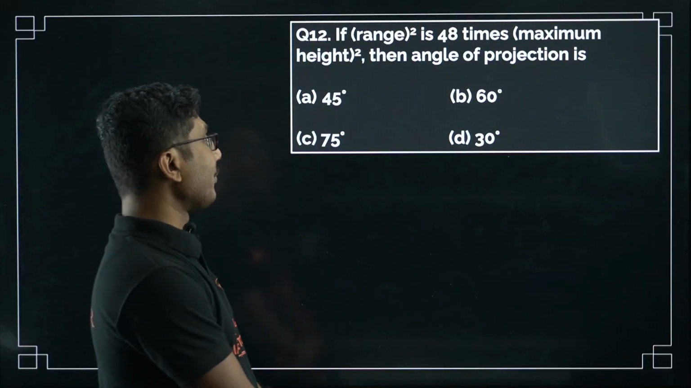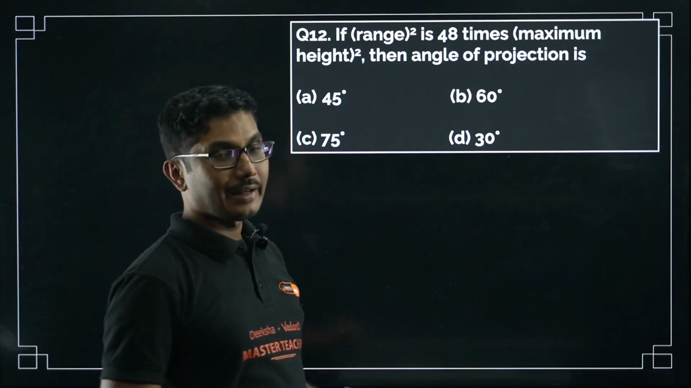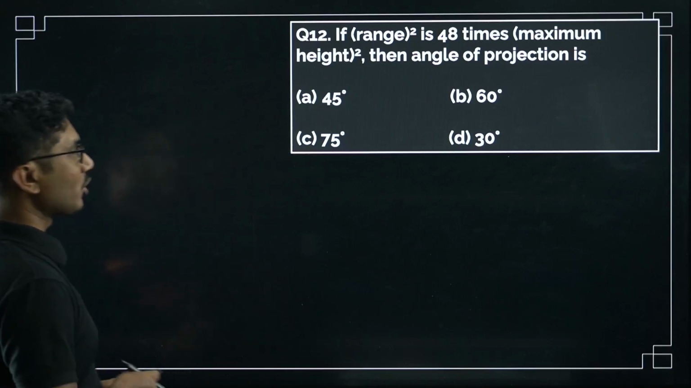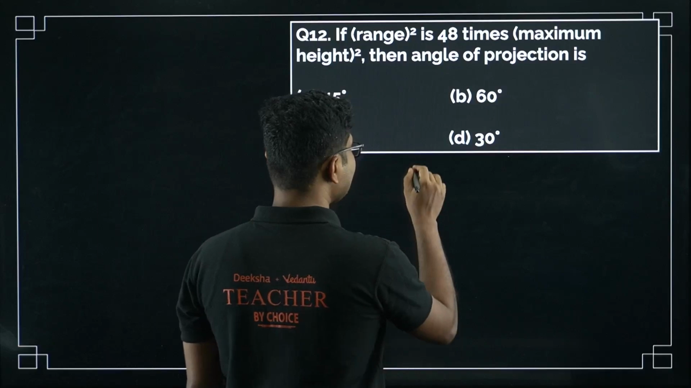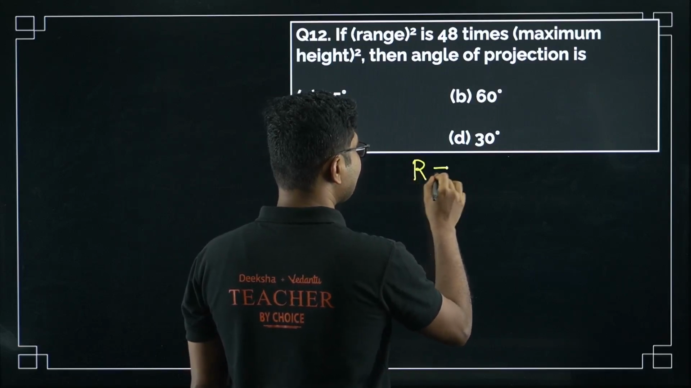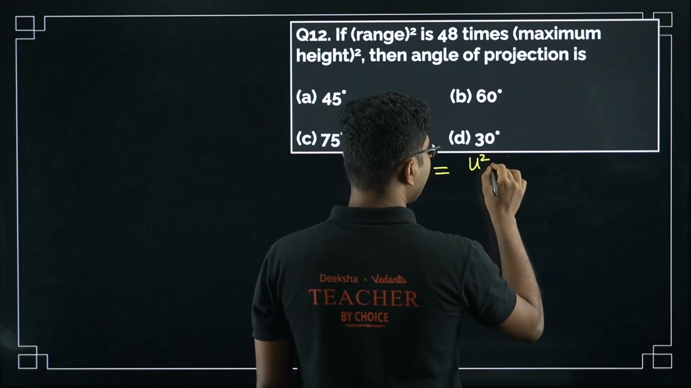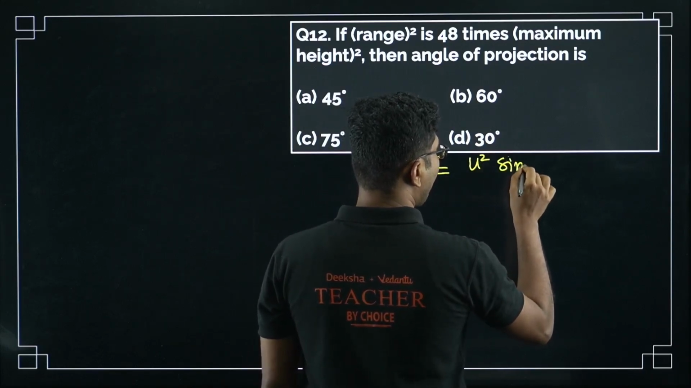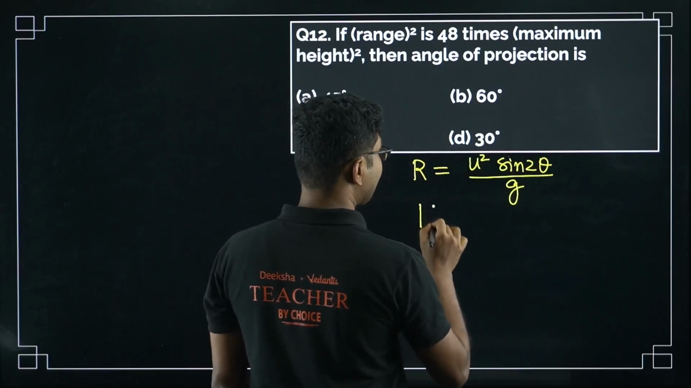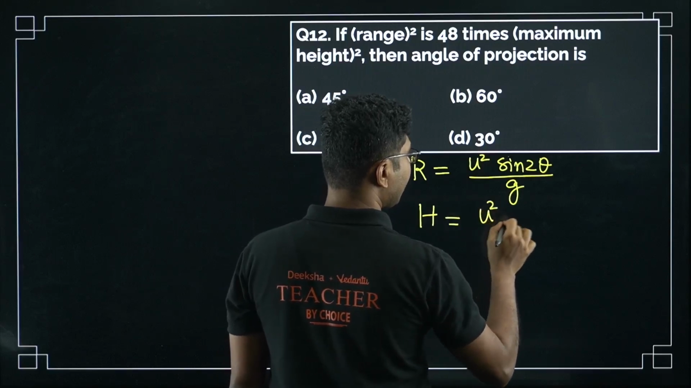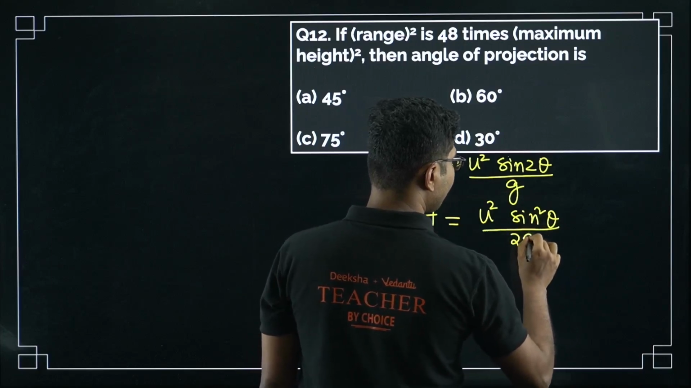If range square is 48 times maximum height square, then the angle of projection. This question is based on projectile motion. So for that, what you have to remember is that range is basically u square sine 2 theta by g, and maximum height is u square sine square theta by 2g.